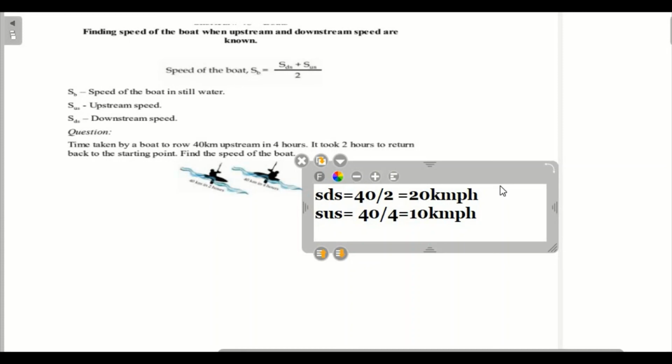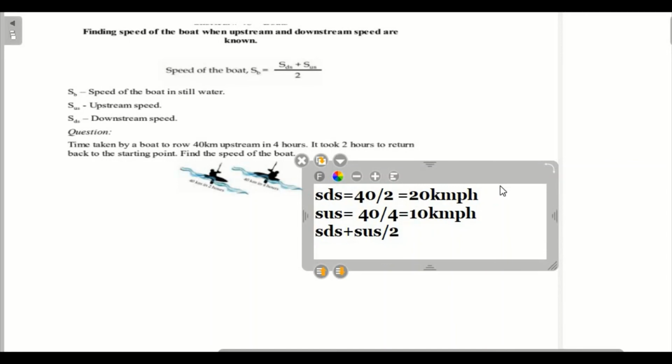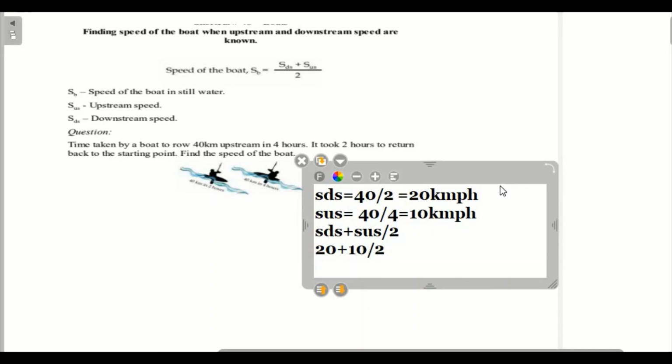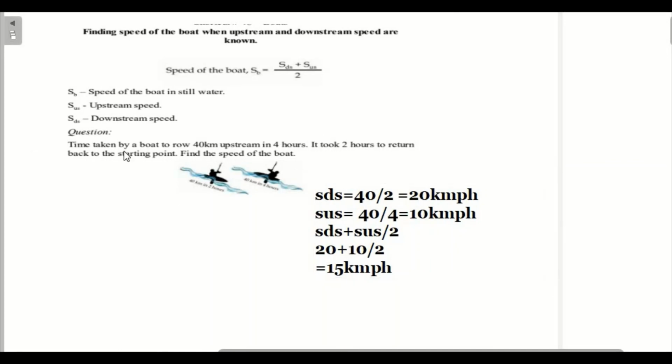So now we have both the upstream and the downstream speeds, and we have to use the formula: speed of boat equals downstream plus upstream divided by 2. So downstream is 20 plus 10, divided by 2. So our value will be 15 km/h. So the speed of the boat will be 15 km/h. So it's very easy.